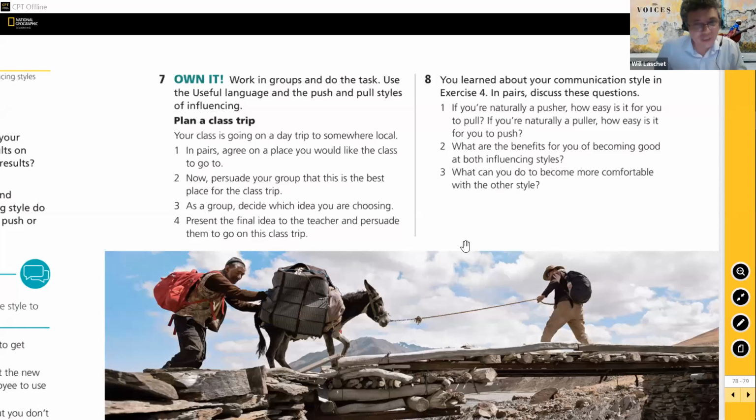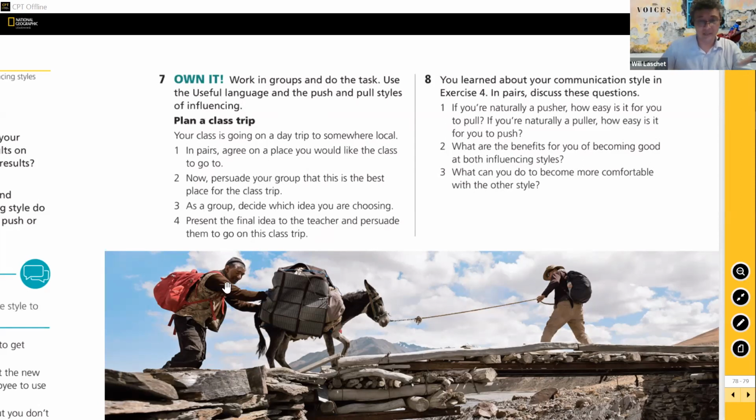What do we think? Is that push influencing or is it pull influencing? I'll just type that in. Okay, make a pitch, right? So if you're selling your idea, basically. Right, so lots of you are putting in here push. So yeah, we can make this a push style activity.